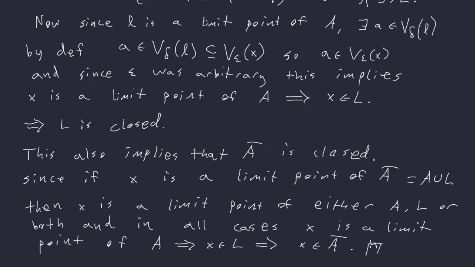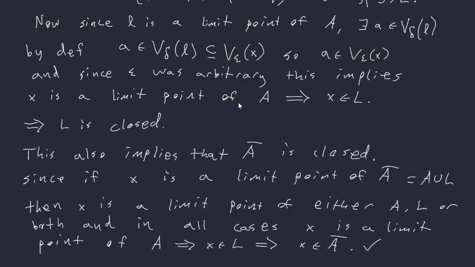Okay, so there's the proof of the first part. So let me just put a check mark there. Because if x is a limit point of A, well then it's in L. We just proved that if x is a limit point of L, it's also a limit point of A, which means it's in L. If it's a limit point of both, well then both will hold true, and in either case, any limit point of A bar is inside of A bar. All right, so A bar is closed.